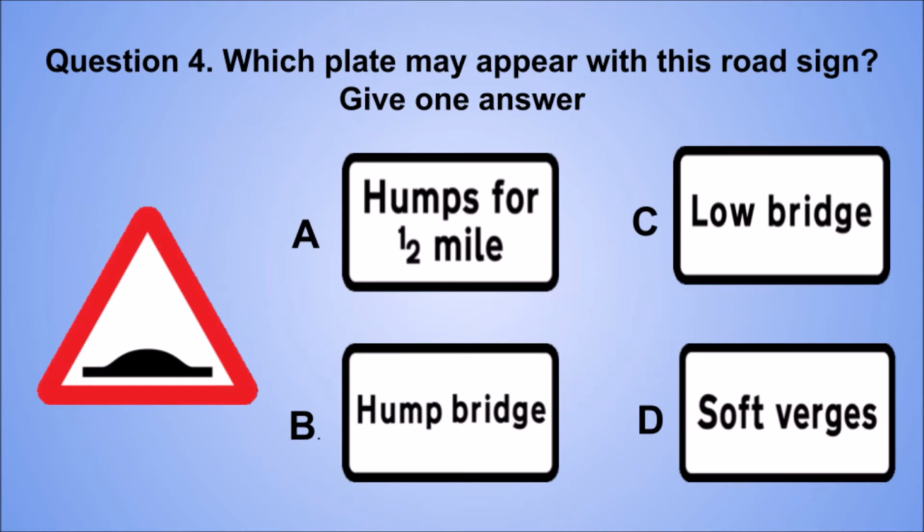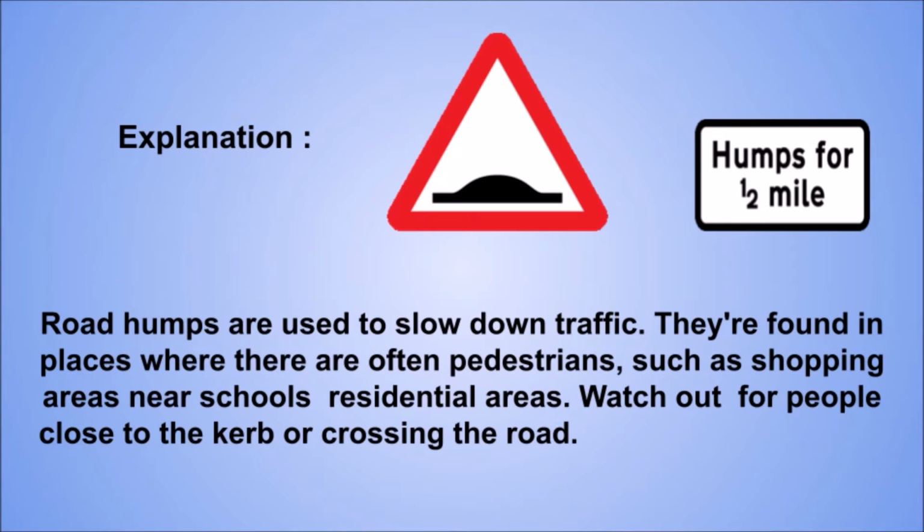Question 4. Which plate may appear with this road sign? Give one answer. A. B. C. D. The correct answer is A. Explanation: road humps are used to slow down traffic. They're found in places where there are often pedestrians, such as shopping areas, near schools, residential areas. Watch out for people close to the curb or crossing the road.